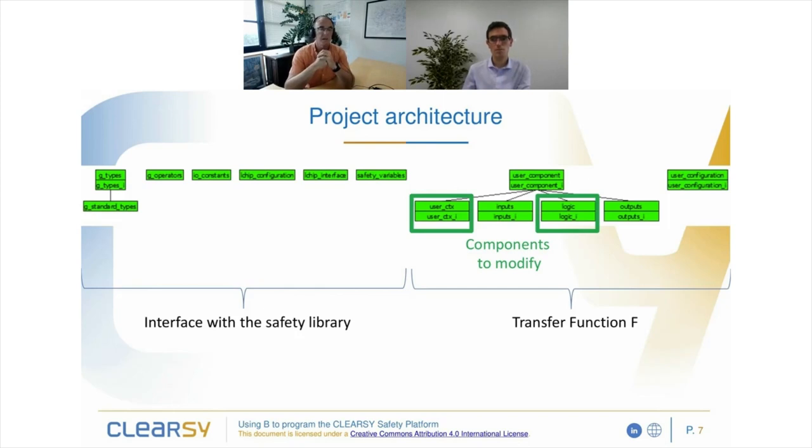On the left, you have the interface with the safety library. It contains types, constants, and operation functions that you can use in your model. And on the right, you have user components: inputs, logic, outputs. This is where you program your transfer function F. And more precisely, the green boxes have to be modified: user context and logic.